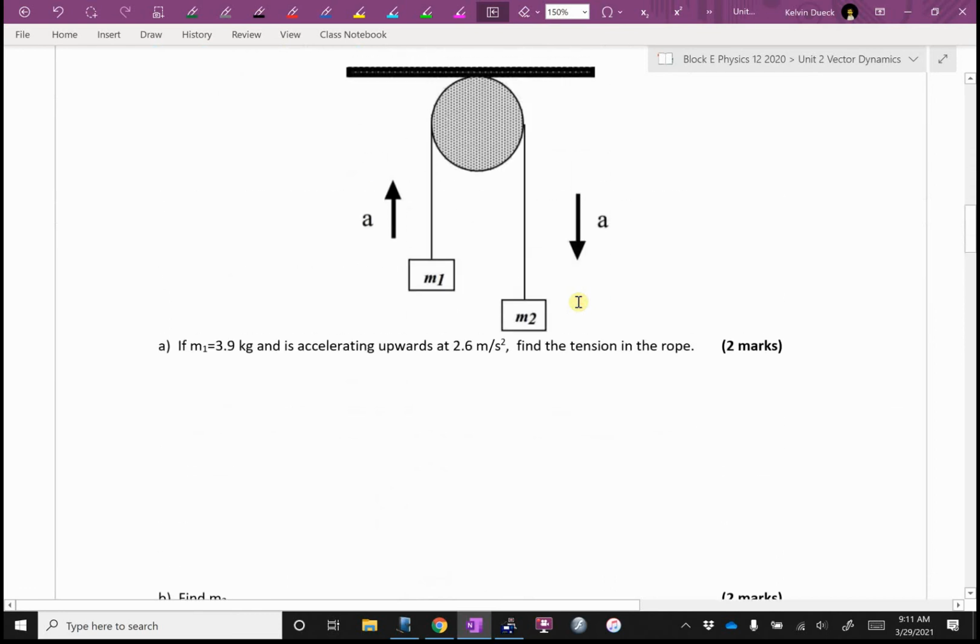This is a job for a free body diagram. We have M1G, tension, M2G, tension. Okay, I know mass 1, so I'm going to write an equation for mass 1. And they told me it's accelerating upwards. Oh, they put that in the picture for me. Well, that's very nice.